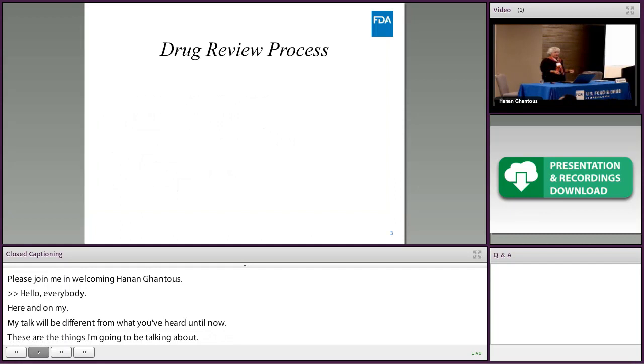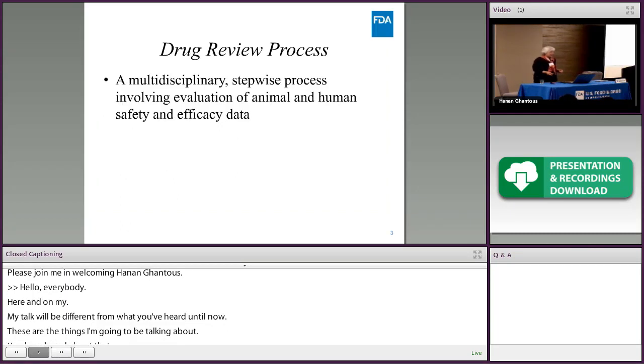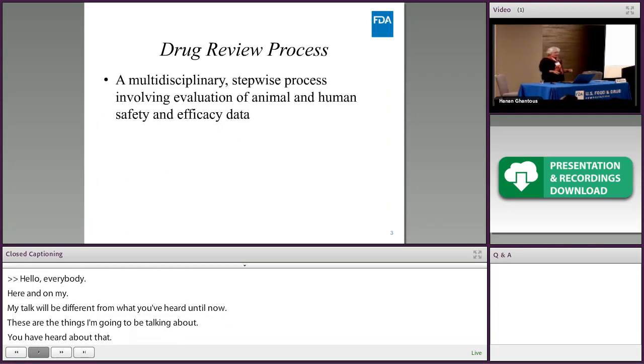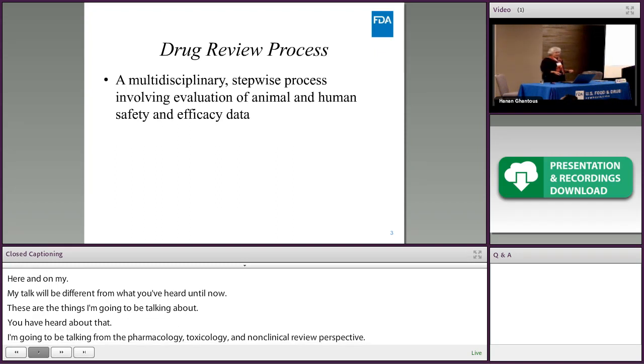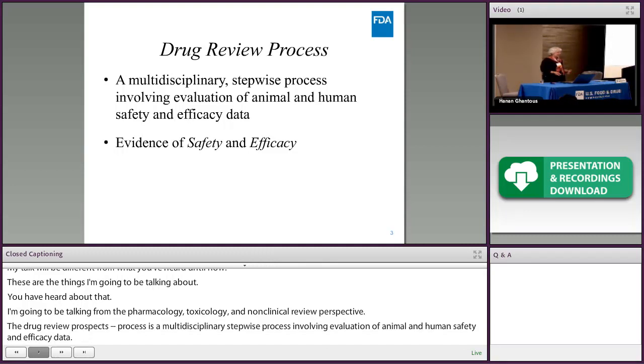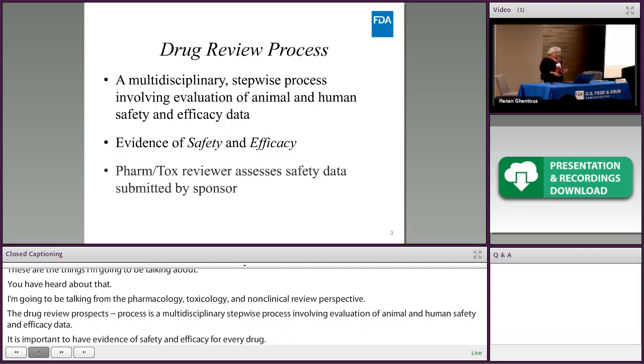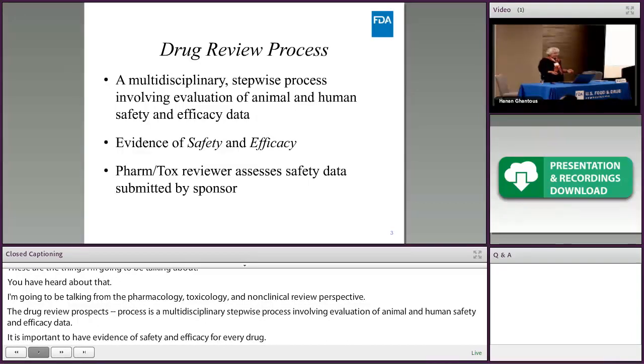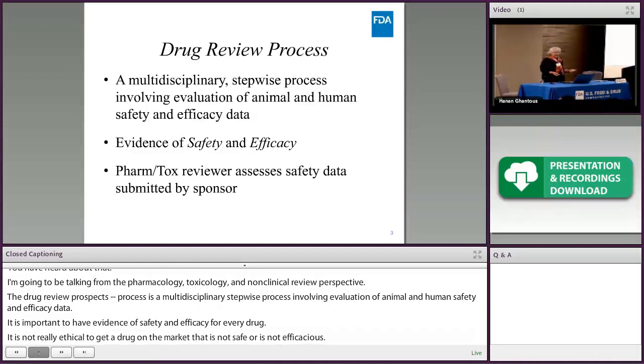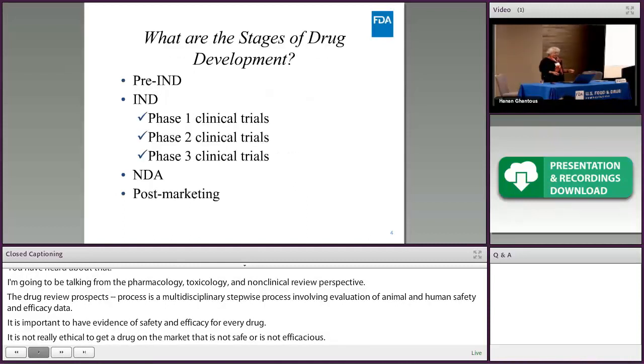of view about all those issues. So, the drug review process is a multidisciplinary stepwise process involving evaluation of animal and human safety and efficacy data. It is very important to have evidence of safety and efficacy for every drug. It's not really ethical to get a drug on the market that is not safe or is not efficacious. So the PharmTox reviewer or non-clinical reviewer assesses the safety data that is submitted by the sponsor.